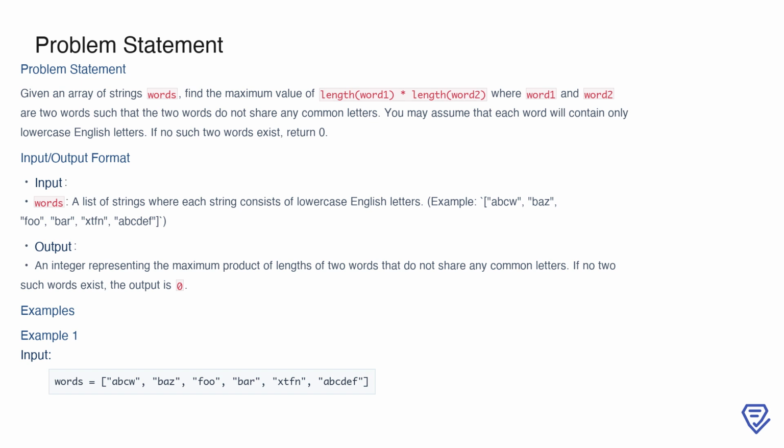The input is a list of strings, where each string contains only lowercase English letters. The output is an integer representing the maximum product of the lengths of two disjoint words. Let's examine a few examples to clarify this further.